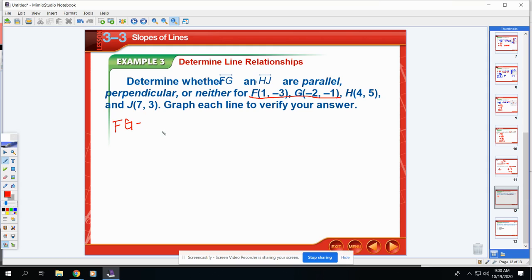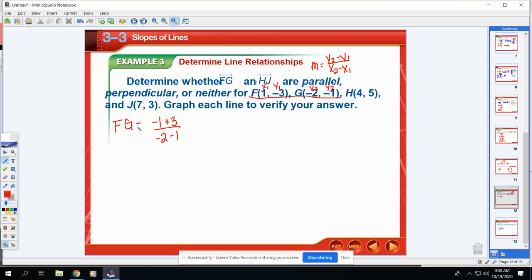So we're going to say FG here. And again, I'm going to write this formula up here for you. Y2 minus Y1 over X2 minus X1. For FG, these are our points, X1, Y1, X2, Y2. FG is going to be Y2 minus Y1, so -1 minus a -3, so we're going to make that a positive sign there. X2 minus X1, -2 minus 1.